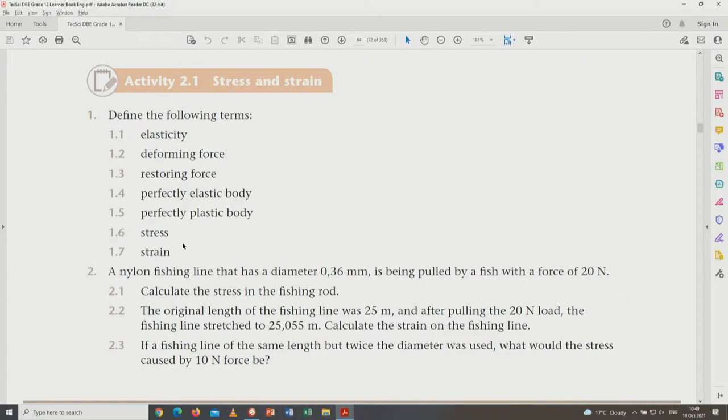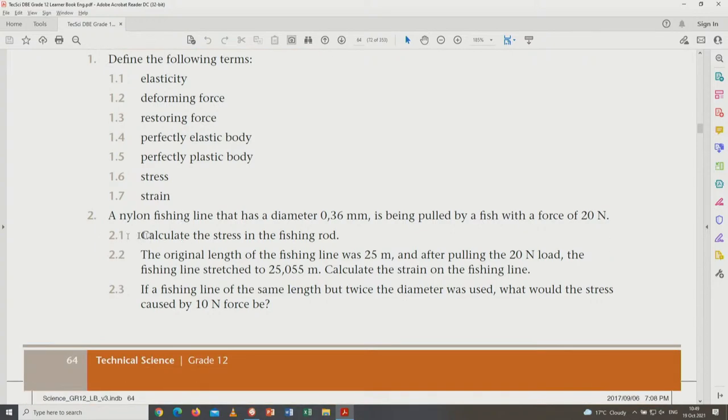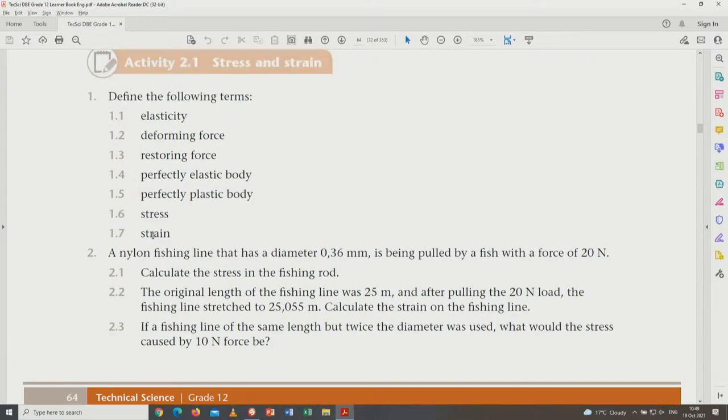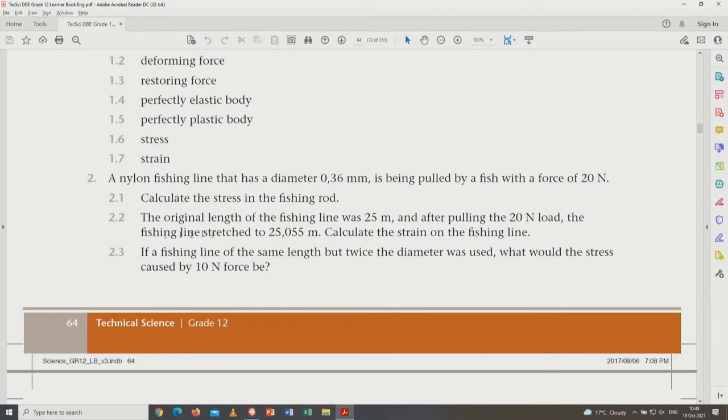I would also like us to do question 2 here in this activity, 2.1. Let me give you a few minutes to just read through, and then you see if you can do it. It says a nylon fishing line that has a diameter of 0.36 millimeters is being pulled by a fish with a force of 20 newtons.